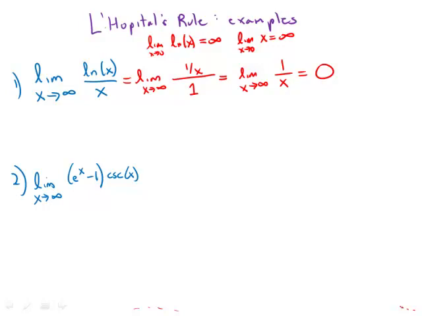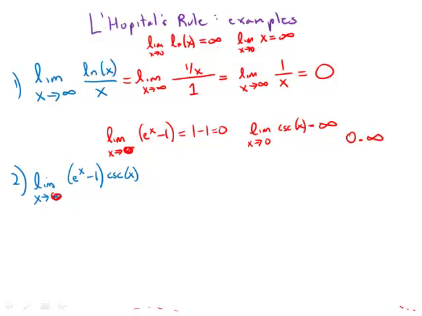Now the next one, number 2, this is curious because here we have a product. We take the limit as x goes to 0 of e to the x minus 1, which equals 1 minus 1, which is 0. Take the limit as x goes to 0 of cosecant x. Well, that has a vertical asymptote, so that goes to infinity. And so what we have here is an infinity times 0 situation. And this is also an indeterminate form.